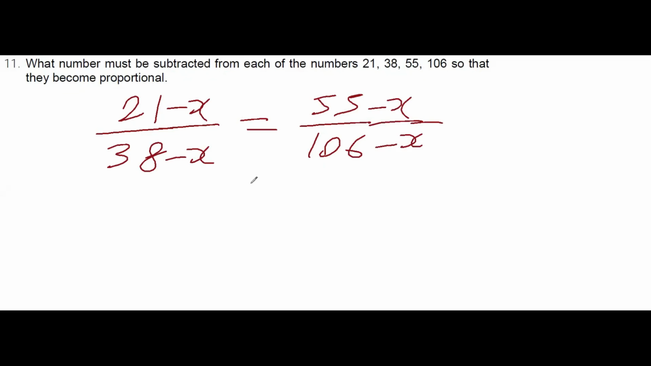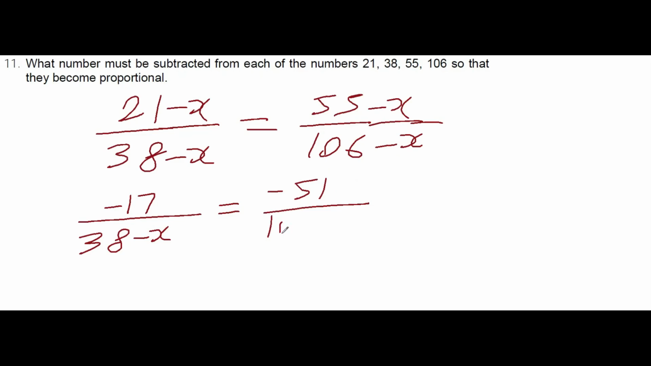Now what I'll do, I'm going to apply dividendo. What do you mean by dividendo? 21 minus 38 is minus 17. Minus x minus of minus x will get cancelled. So I will write minus 17 upon 38 minus x is equal to 55 minus 106. 55 minus 106 will give me minus 51. Minus x minus of minus x will be 0, so I am not writing anything there. Divide by 106 minus x. Now here minus and minus will get cancelled. And then what can I do?